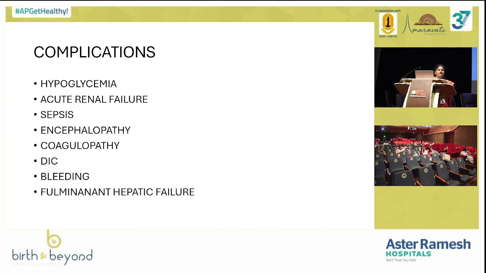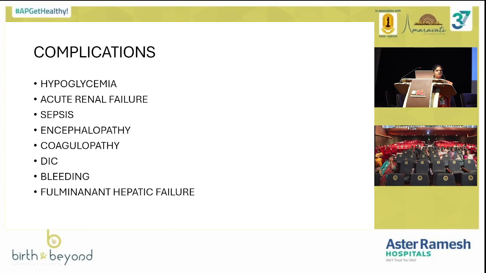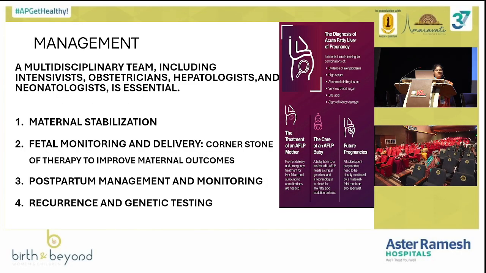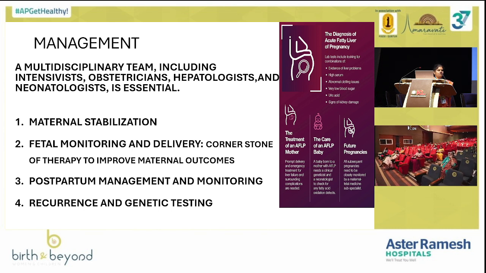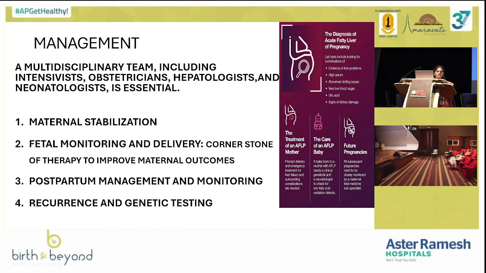So what are all the complications we can expect in liver diseases complicating pregnancy? Because the management for AFLP, HELLP or severe preeclampsia is almost similar, and the ultimate or final treatment will be the delivery of the baby. What complications can we expect? Hypoglycemia, acute renal failure, sepsis, encephalopathy, coagulopathy, disseminated intravascular coagulation, bleeding, and ultimately they can land up with fulminant hepatic failure, especially AFLP patients. So management needs a multidisciplinary approach including critical care physicians, obstetricians, hepatologists or medical gastroenterologists and neonatologists. So it comes under maternal stabilization and delivery.